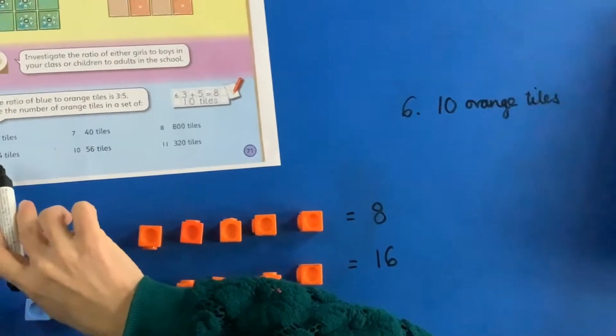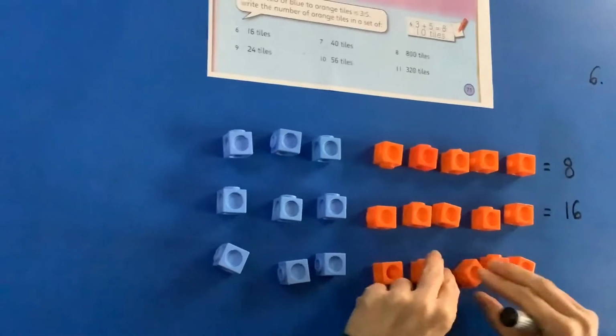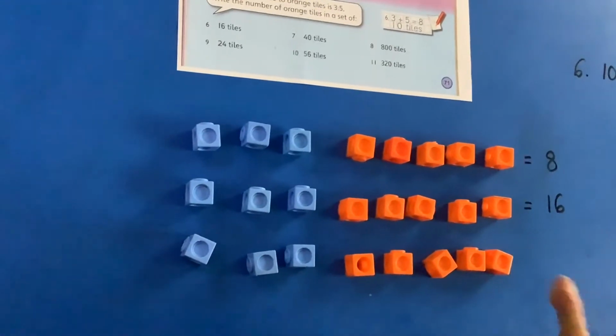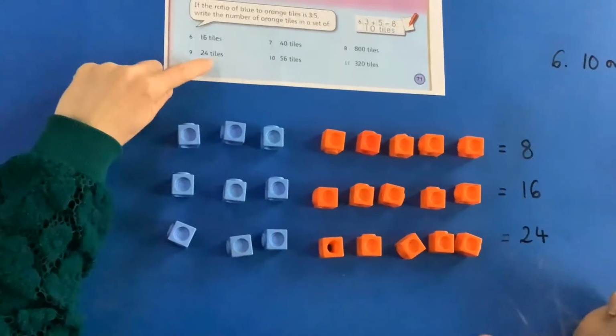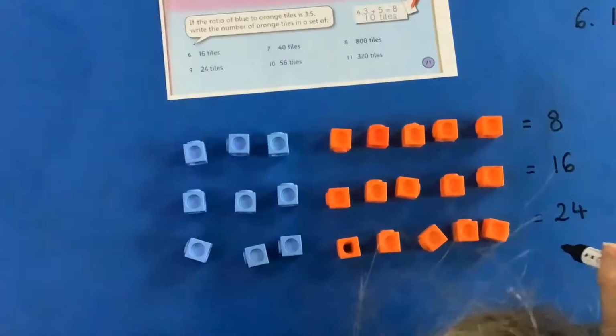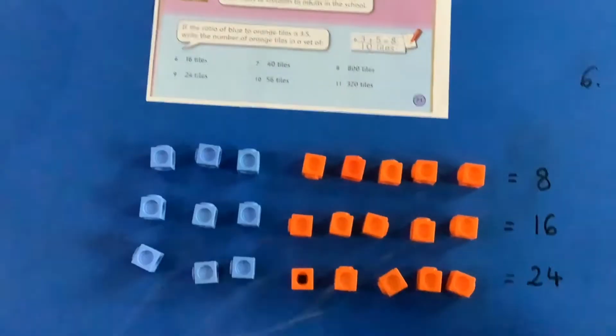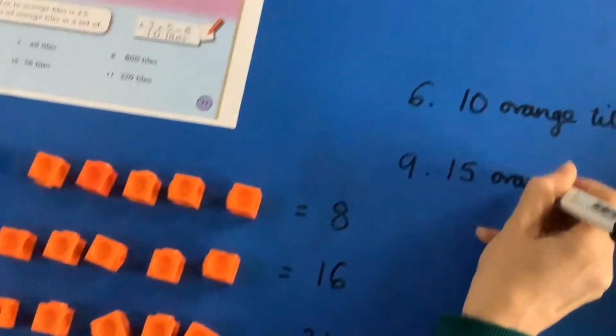If you're trying to get up to 24 tiles, well, I'm going to need another 3 blue and then another 5 orange. And I know that that has taken me up to 24 tiles. So if I'm going up to 24 tiles, how many orange? Well, I've got 5, 10, 15 orange. So my answer to number 9 would be 15 orange tiles.